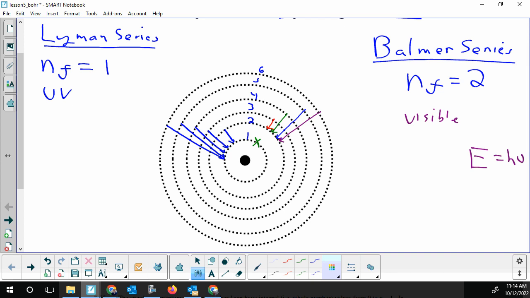C is lambda nu. Okay. So we know the energy, we know the frequency. If we know the frequency, we could get the wavelength. I could ask, or you could be asked to solve for either one. Okay. So the Lyman series is down to 1, Balmer series down to 2.